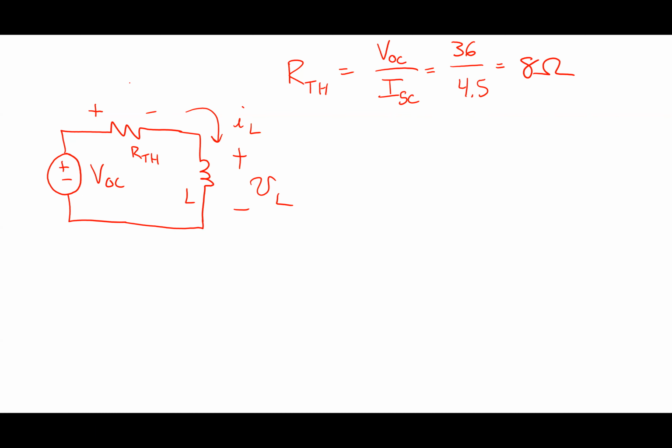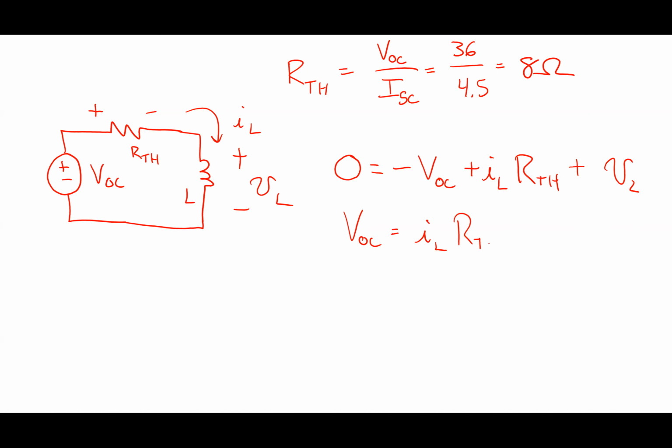So how do I do that? 0 equals what? Negative VOC, plus IL times RTH, and then plus V sub L. So 0 equals, sorry, I'm going to move VOC over. VOC equals IL times RTH plus V sub L.